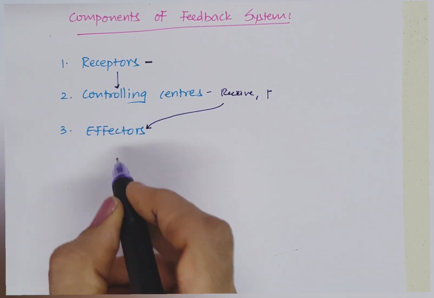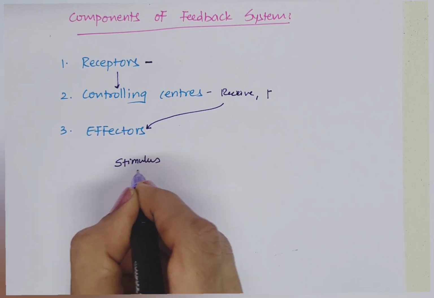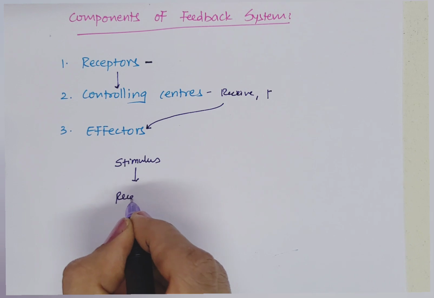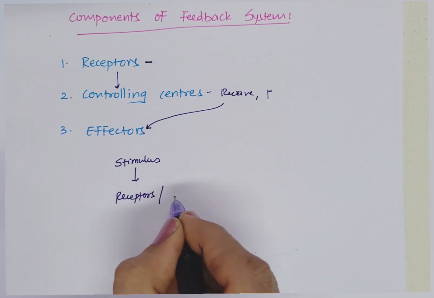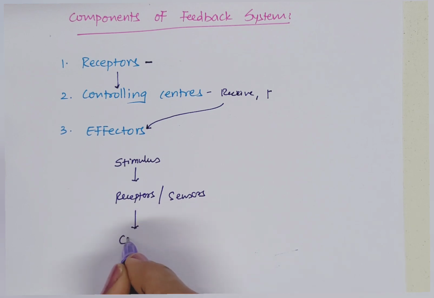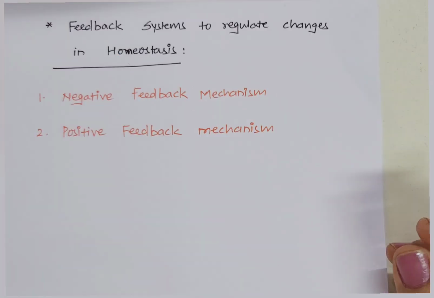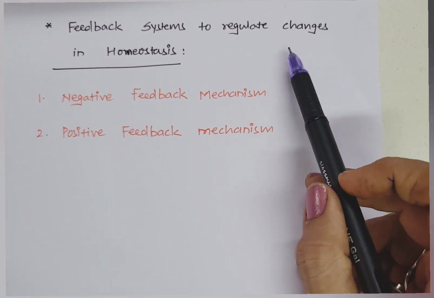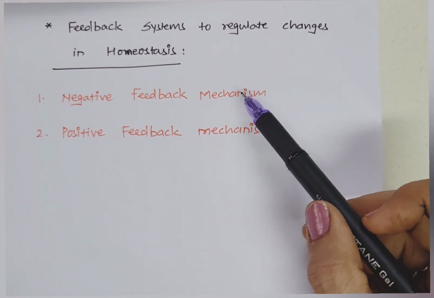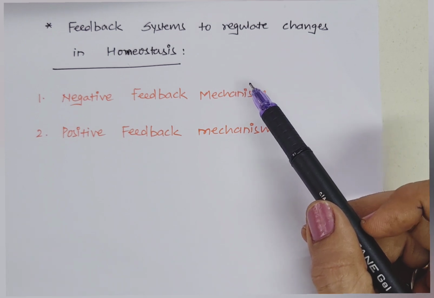Okay, so whenever there is any stimulus, first is our stimulus. It stimulates our receptors, which are also known as sensors. Receptors or sensors send signals to the controlling center, and through the effector they work. Okay, so these are the components. Feedback systems regulate changes in homeostasis by two mechanisms. Number one is the negative feedback mechanism, and number two is the positive feedback mechanism.